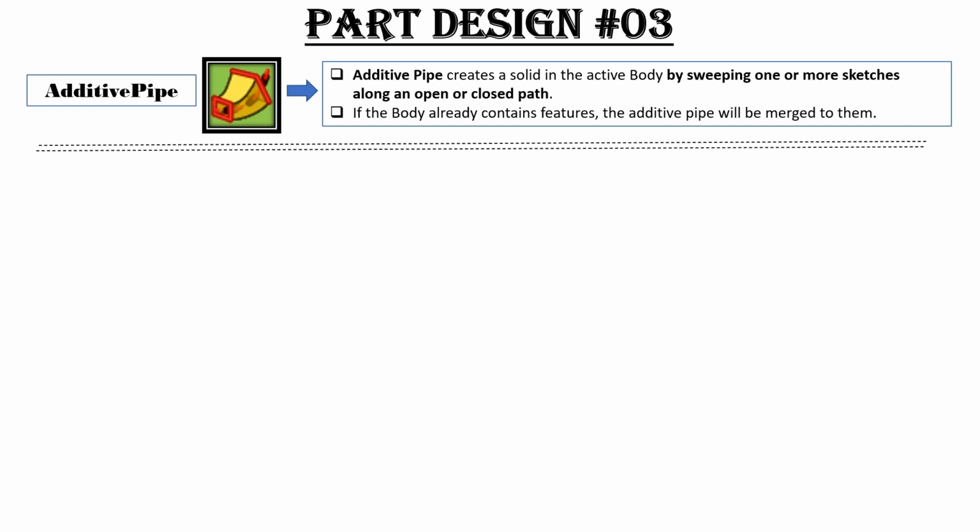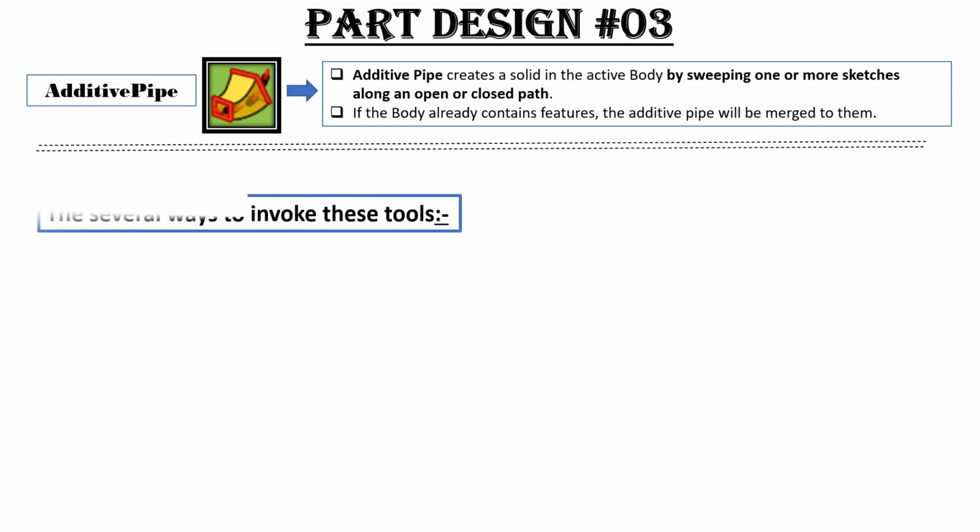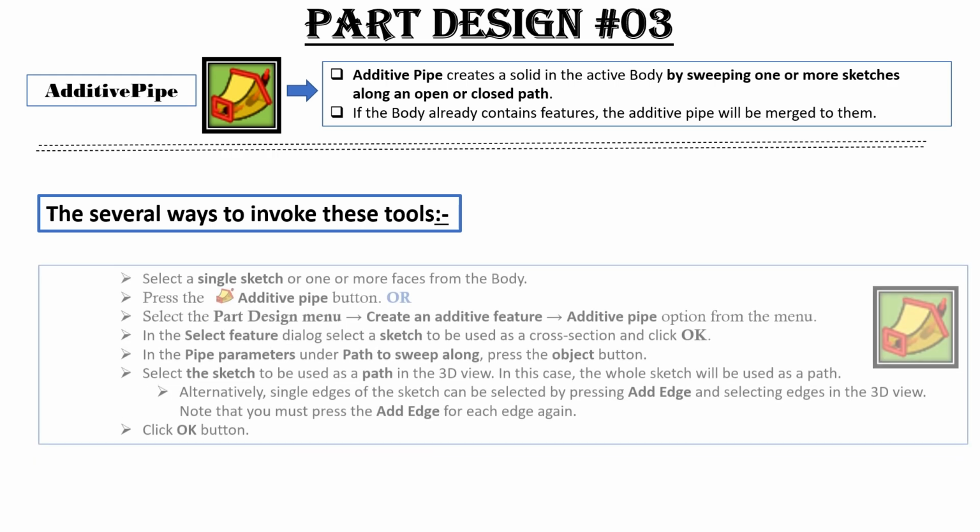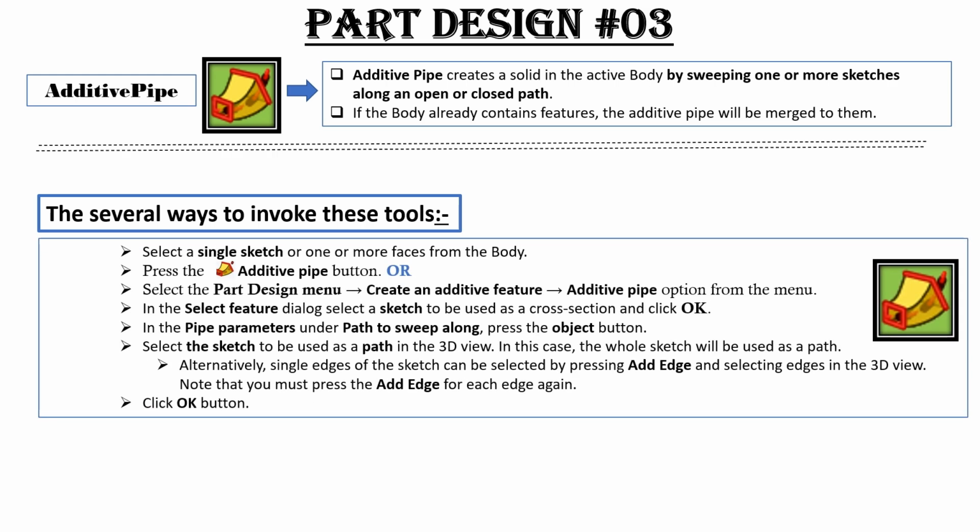Here you see the several ways to invoke the additive pipe tool and the steps how to create the solid part by using this tool. Select the profile sketch and then select the additive pipe tool. Select the sketch to be used as a path in the 3D view. Now, click OK button to apply.